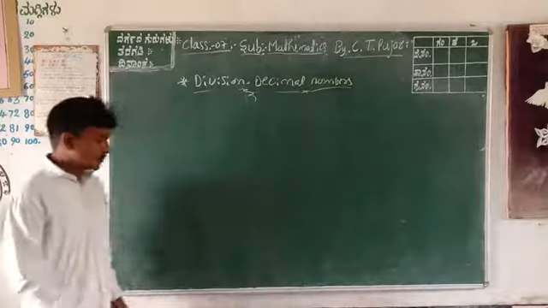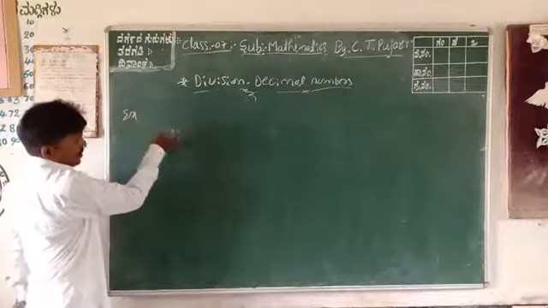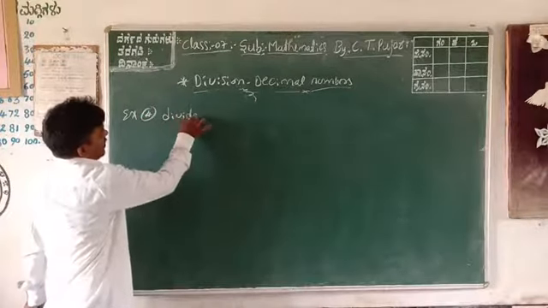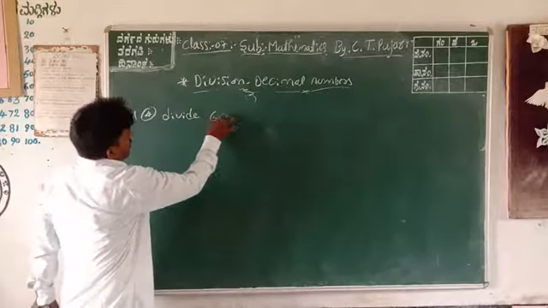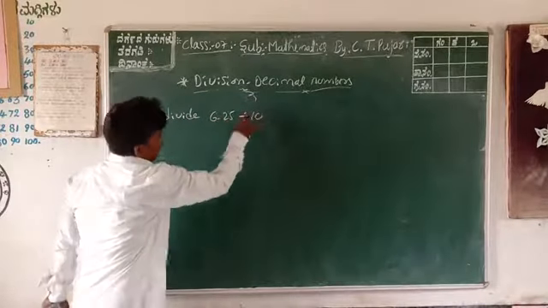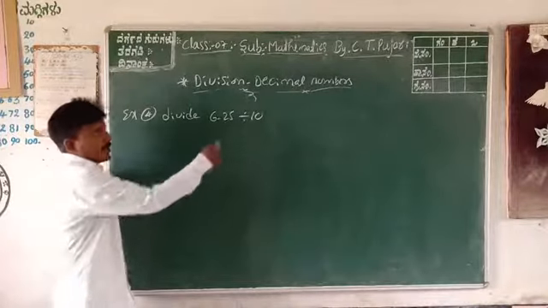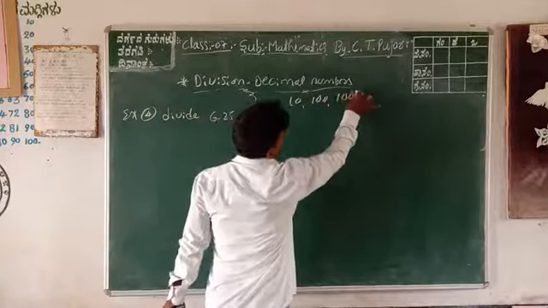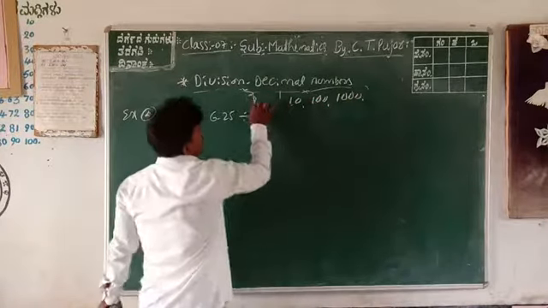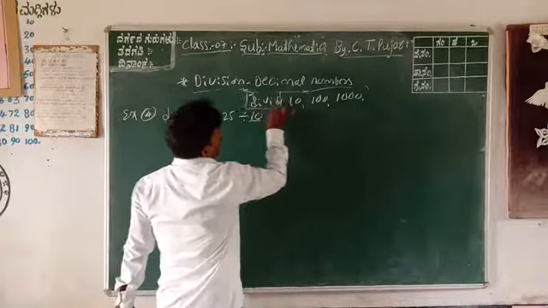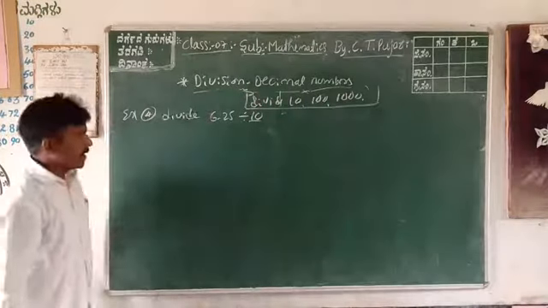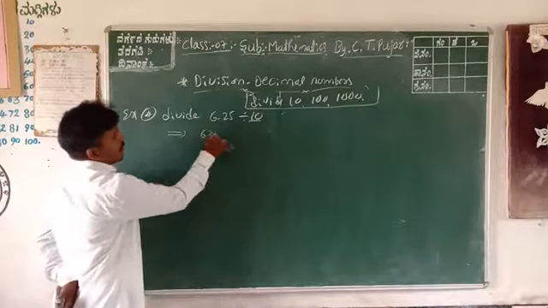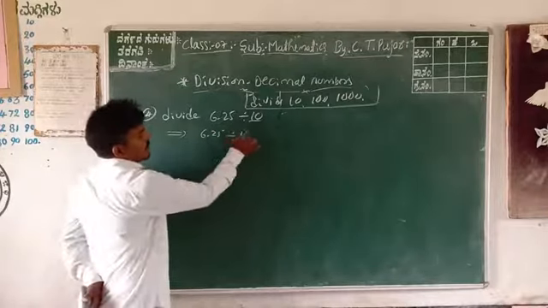Next, example number 4. Divide 6.25 by 10. You know dividing by 10, 100, 1000; that is also very easy. There are some methods for how to divide this. The first one: 6.25 divided by 10.